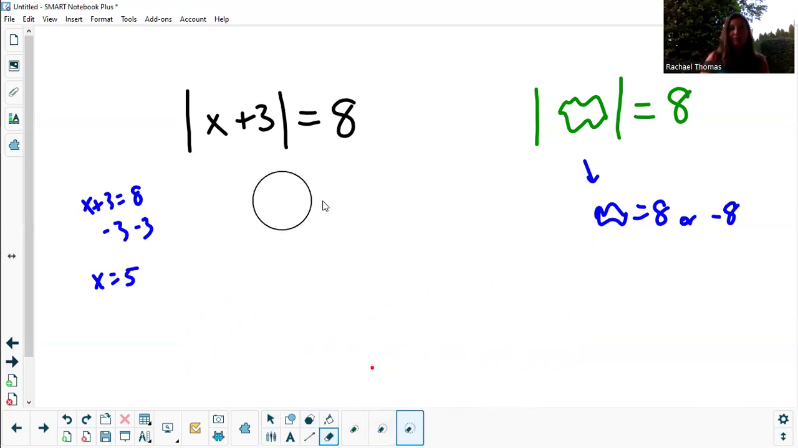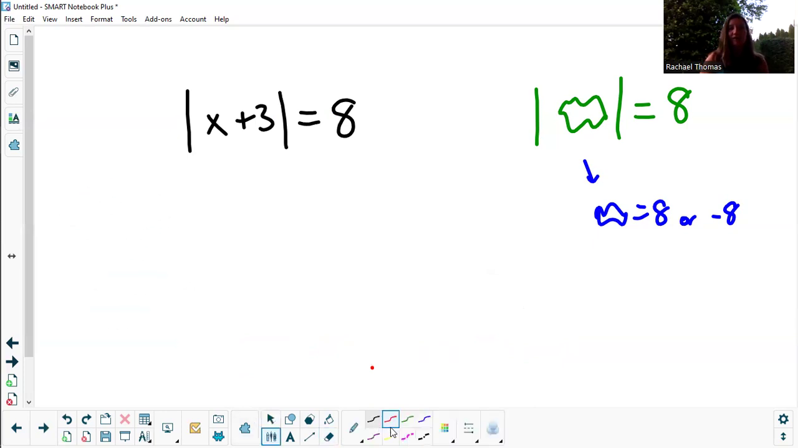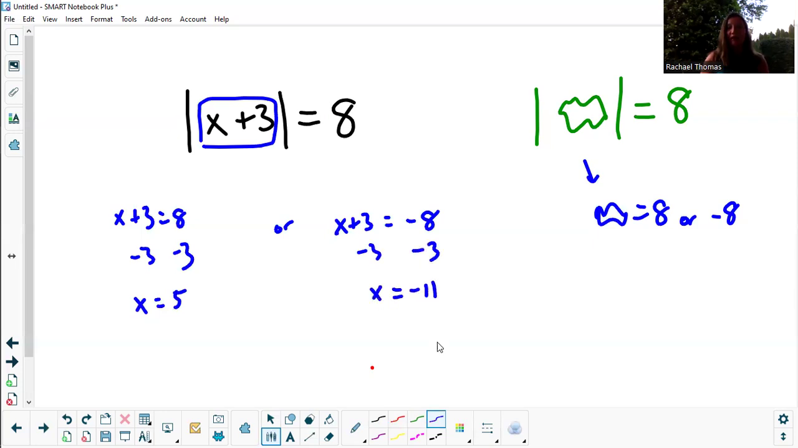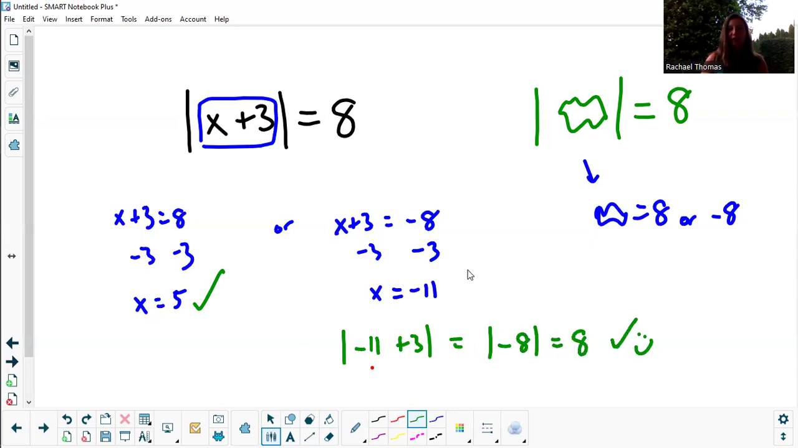But what I can do is take the stuff that's on the inside here and put a plus or minus on, like that can be positive or negative. X plus 3 could equal 8, or x plus 3 could equal -8, just like I had over here. Absolute value of blob equals 8 means the blob, or in this case, x plus 3, is either going to equal the positive 8 or the -8. And now I have two equations that I can solve. X equals 5, or x equals -11. We knew this one worked out from before. Let's just check this one. -11 plus 3 is -8, and the absolute value of -8 is 8. Yay, they both work.